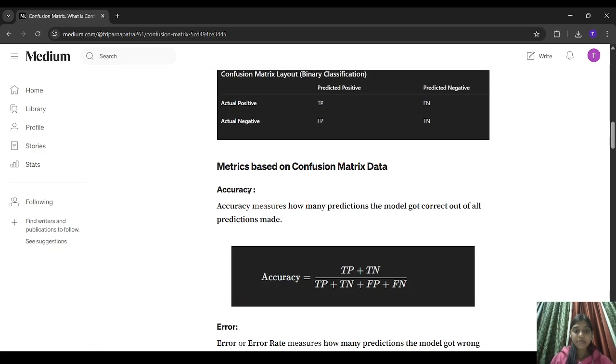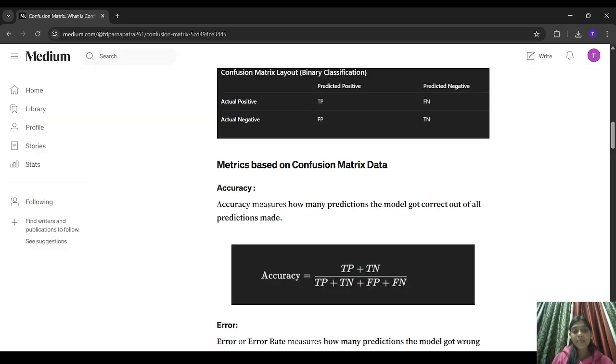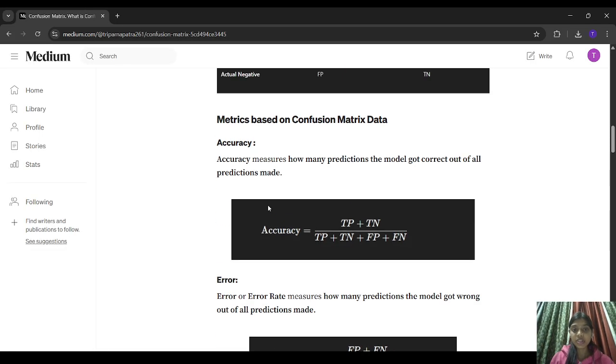Here are some metrics based on the confusion matrix. These are the basic four formulas we use. The first one is accuracy. Accuracy measures how many predictions the model got correct out of all the predictions made. The formula is TP plus TN divided by TP plus TN plus FN plus FP.